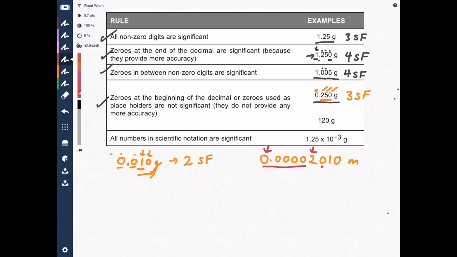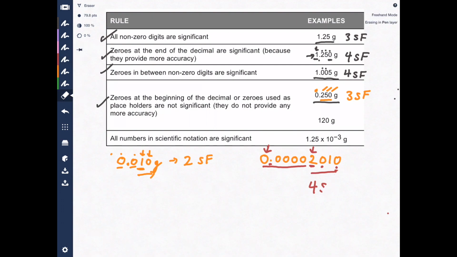This is a sandwich 0, and that 0 is also significant because it's at the end of a decimal number. Again, after the decimal point, after the first non-zero number, everybody after that becomes significant. So that's 4 significant figures. All right? Now, let's look at the next example.